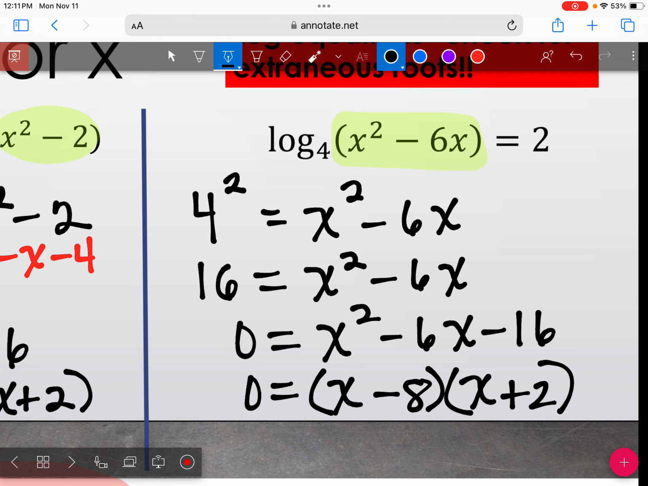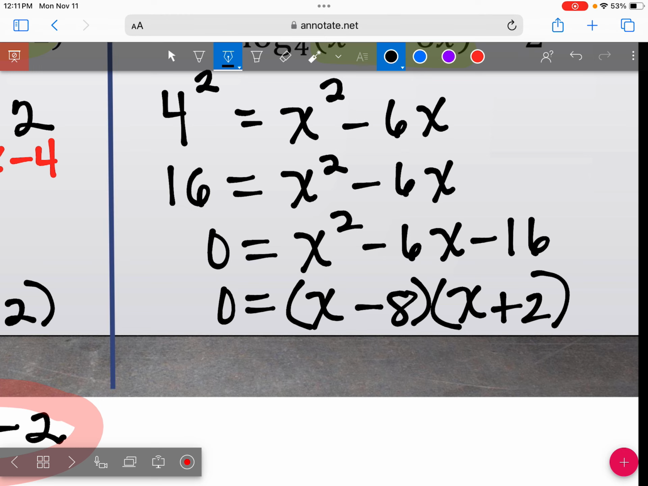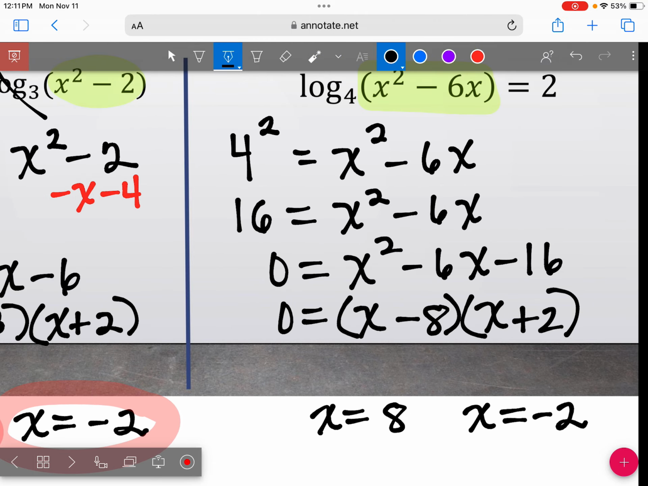Negative 8 and 2, which means my 2 possible answers are 8 and negative 2. So let's check them both. Put an 8 right here. If you need to, pick up your calculator. Type in 8 squared minus 6 times 8 and just tell me it has to be positive.